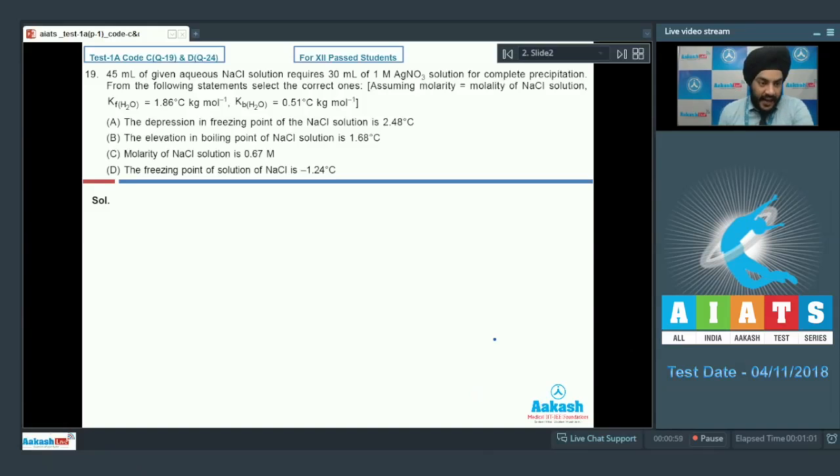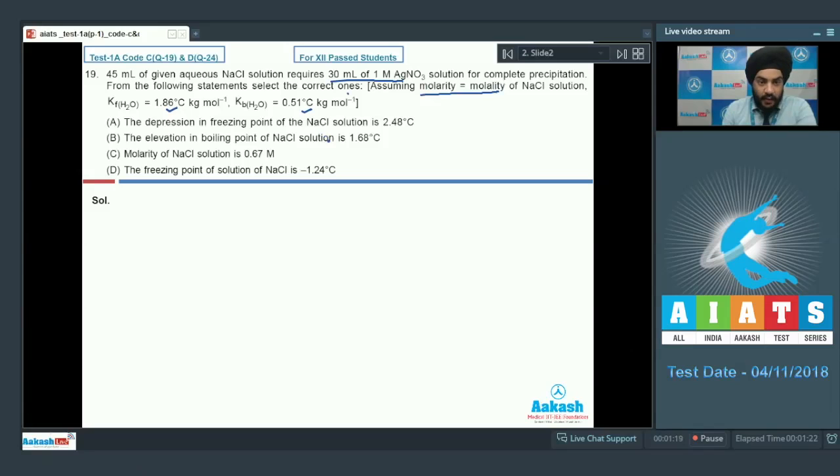Okay. So question number 19. 45 ml of given aqueous NaCl solution requires 30 ml of 1 molar AgNO3 for complete precipitation. From the following statements, select the correct ones. We have to assume that the molarity is equal to molality and the Kf and the Kb values for H2O are given to us. Okay.